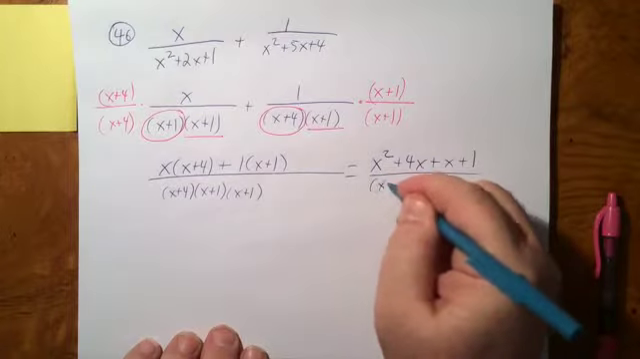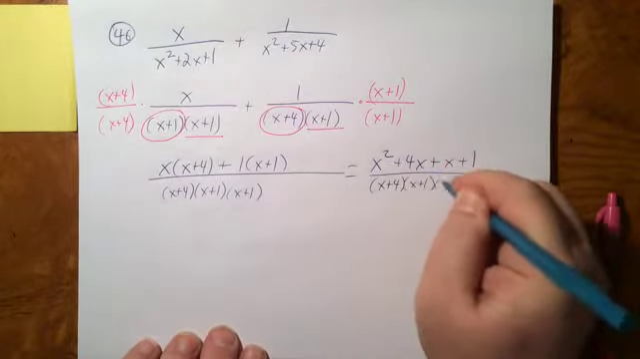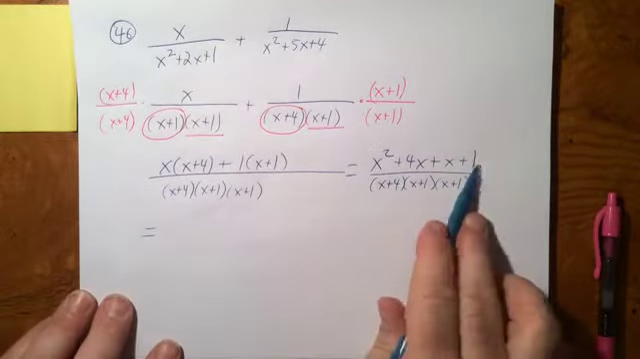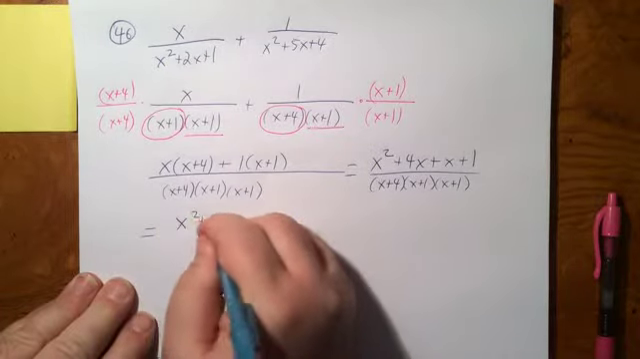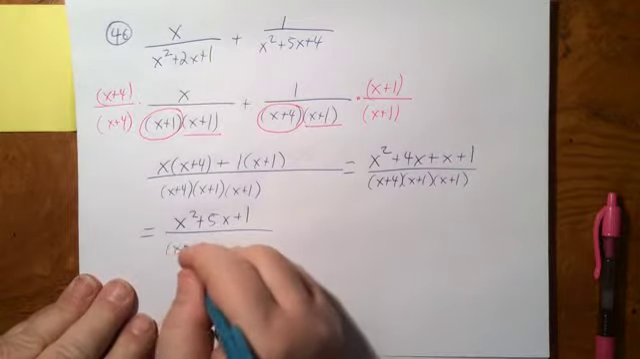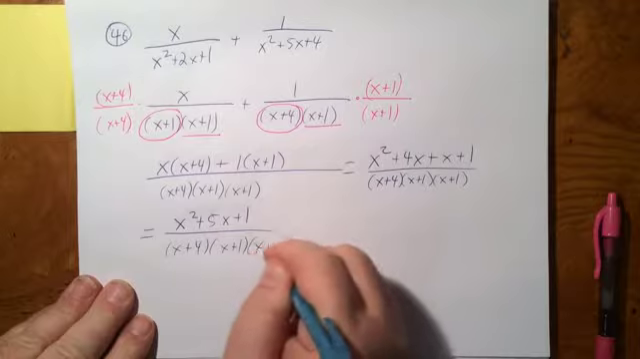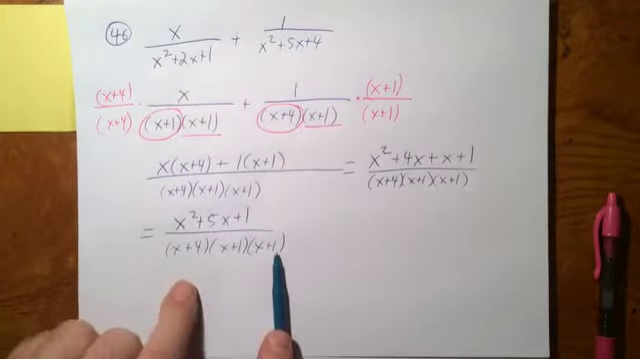over, and I keep writing the denominator because this is the proper form. Yes, it's extra work, but it is proper form. So when I consolidate this together, I get x squared plus 5x plus 1 over x plus 4 times x plus 1 times x plus 1. Now, in the case of 46 here, there is nothing that simplifies.